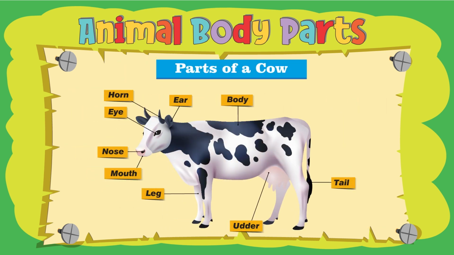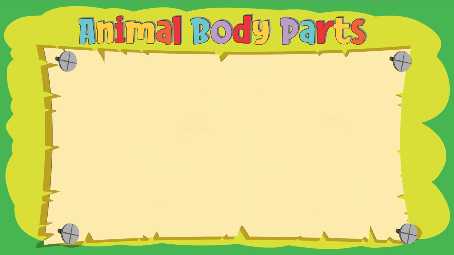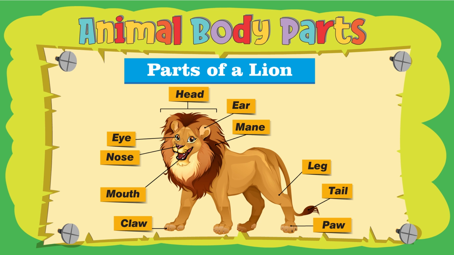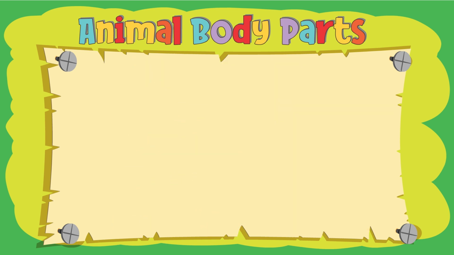Parts of a cow. A cow has horns, ears, eyes, a nose, a mouth, a tongue, udders, legs, and a tail. Parts of a lion. A lion has a head, ears, a mane, eyes, a nose, a mouth, claws, paws, legs, and a tail.